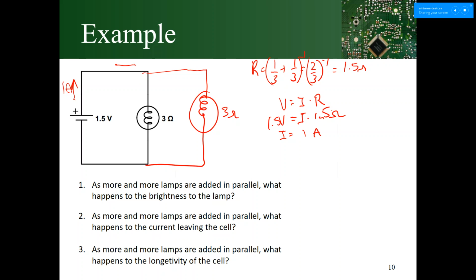So the current's going to split at this junction here. Remember, Kirchhoff's law: current splits at a junction. So if this is 1 amp going in, and there are two equal resistors, what is the current going in each direction? Yes, 0.5 amps. 0.5.